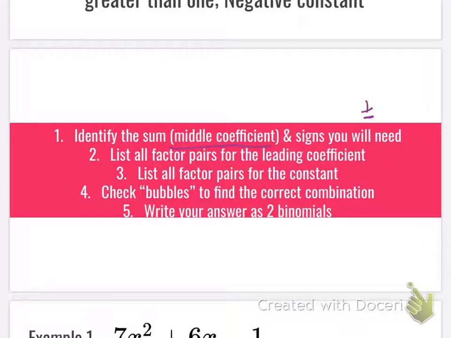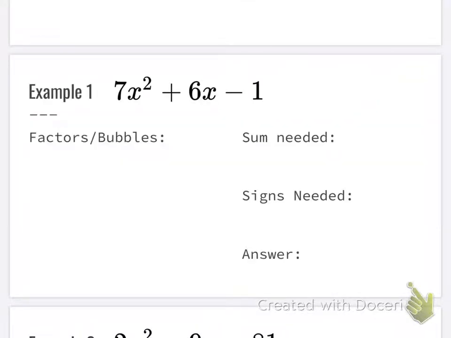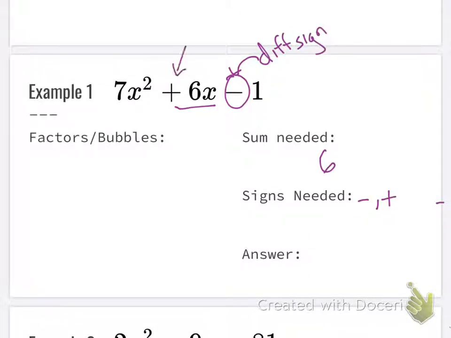List all the factor pairs of the leading coefficient and list all the factor pairs of the constant. Check bubbles to figure out the correct combination. Write your answer as 2 binomials. Okay, so here our sum needed is that middle term, that's 6. Our signs here tell us it's going to be negative, positive, different signs. And this one up here tells me the bigger number is going to be positive.